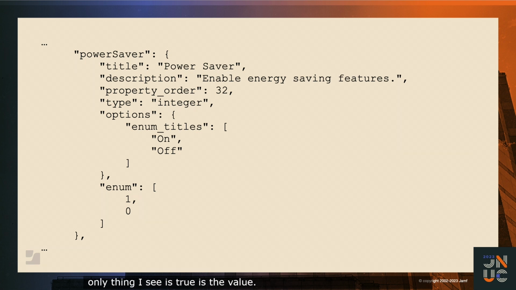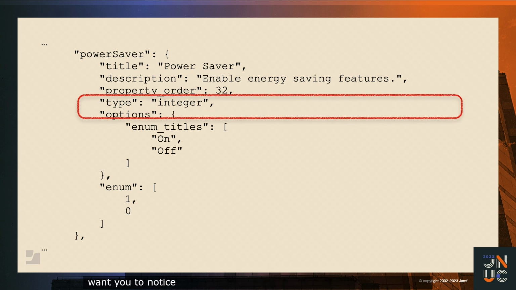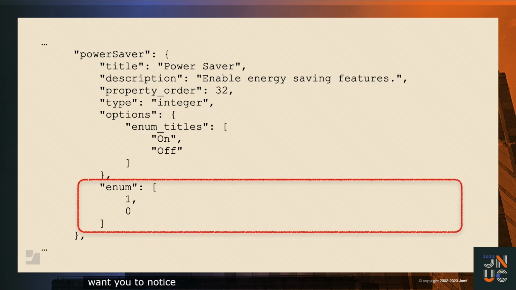I want you to notice three things. First, I am setting my type to integer. That means my value must be a number. And here are those numbers in my enum, 1 and 0. All right, so what the heck does that mean?